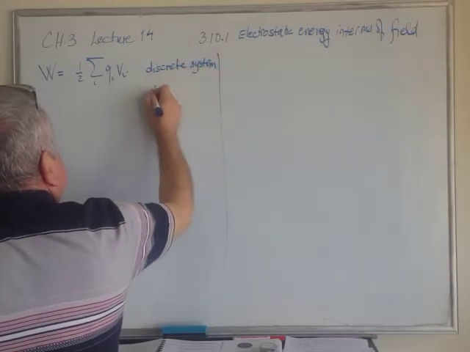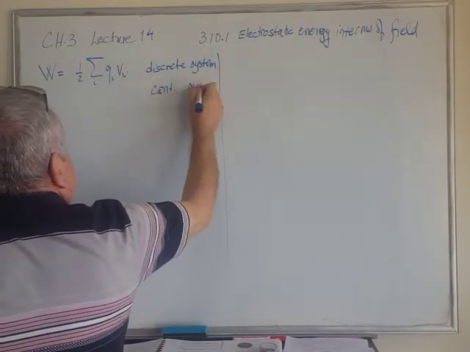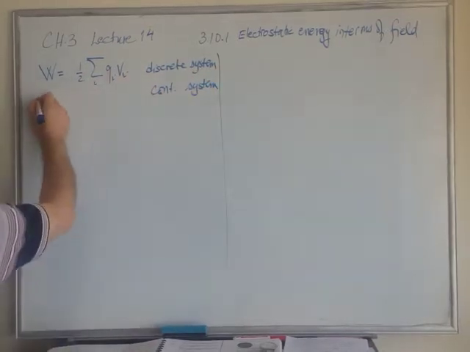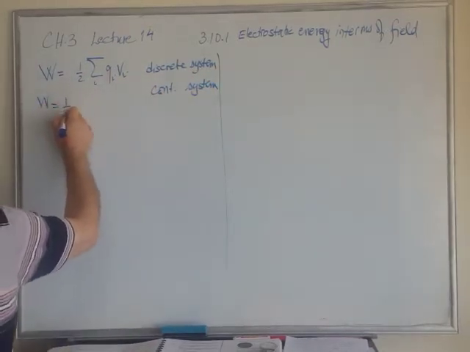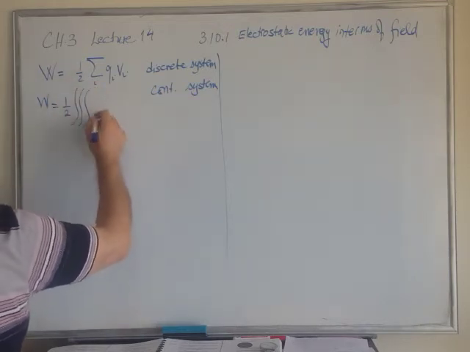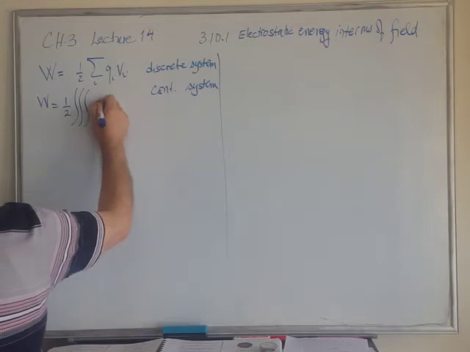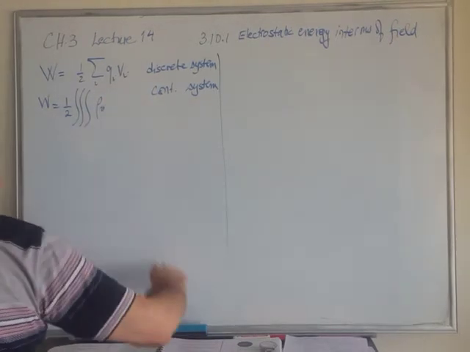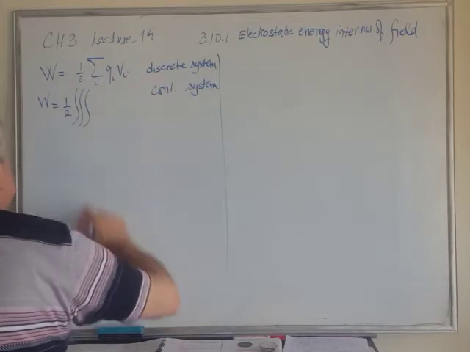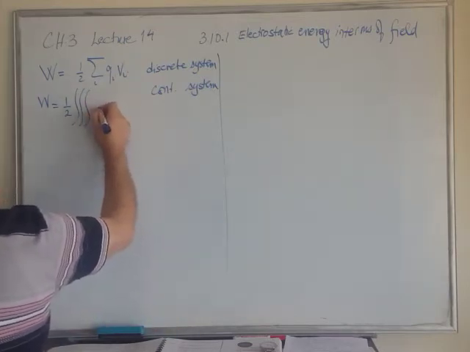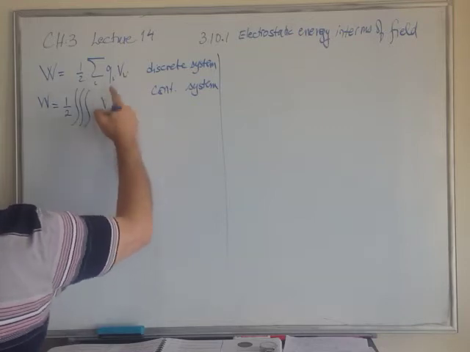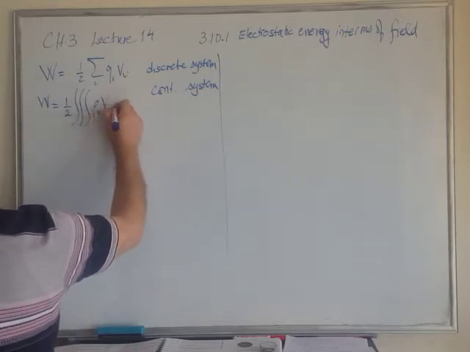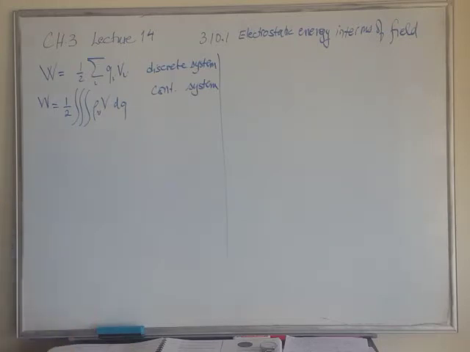And for the continuous system, we extended this to an integral, and that was W equals half the triple integral, if it is a volume, of rho v dq times V, the potential V times the charge, which is rho v dq. So these were the two expressions for obtaining the energy of an electrostatic system, and both are obtained, as you can see, in terms of potential.